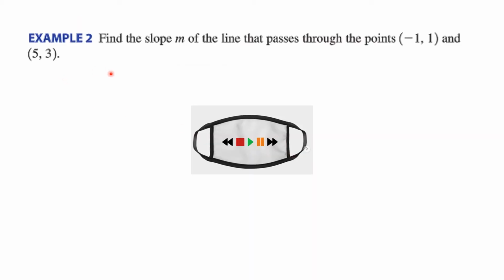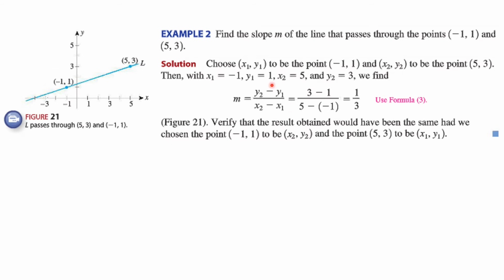Example 2 asks you to find the slope m of the line that passes through these two points. You know what to do. Let's see how you did. Well, you pick one of them to be the first point. It's going to be (-1, 1), and the other one to be the second point. It really doesn't matter which you pick to be which. And then we use the formula.